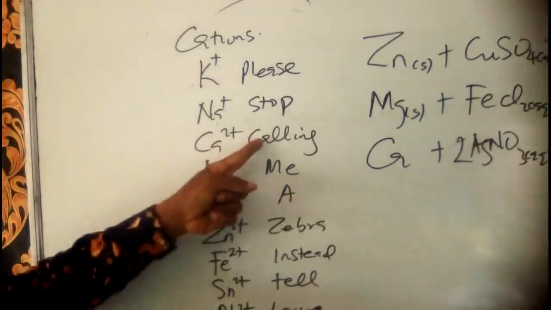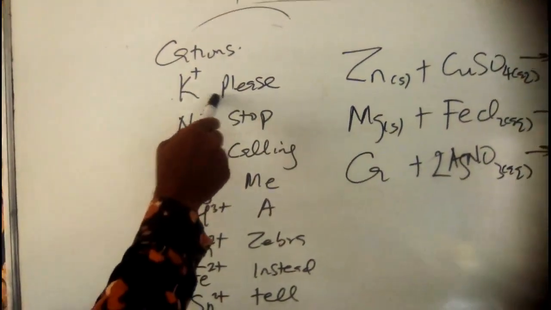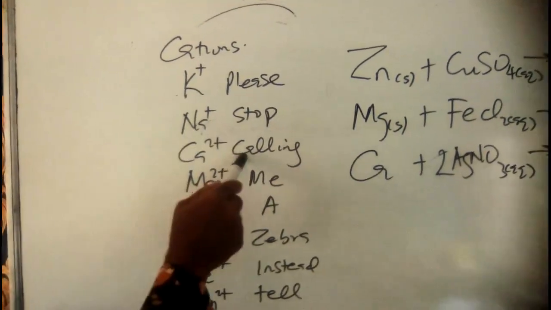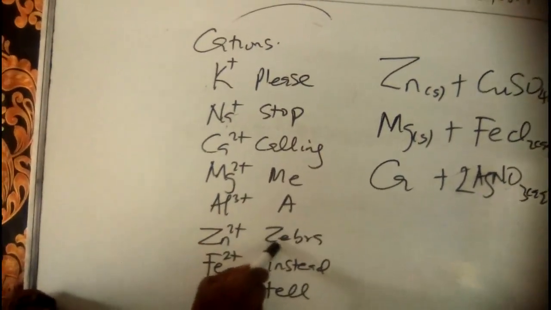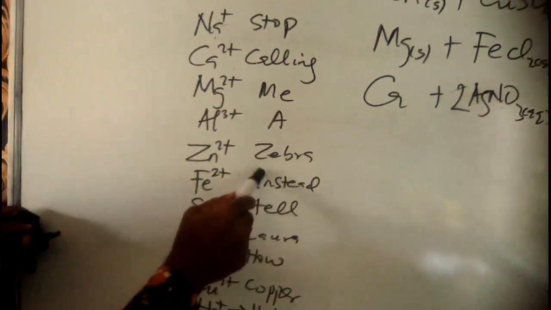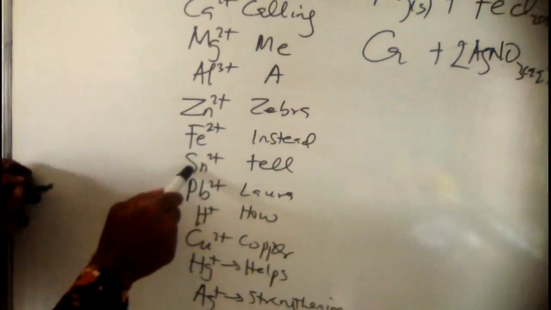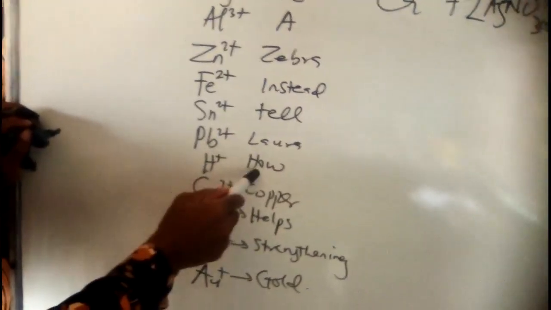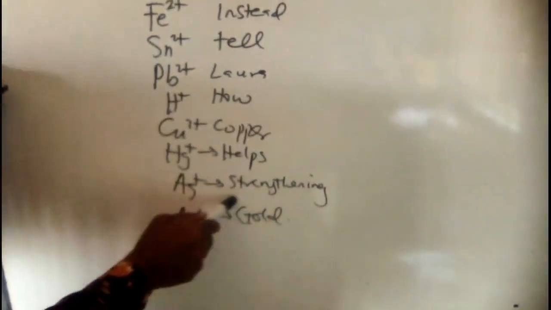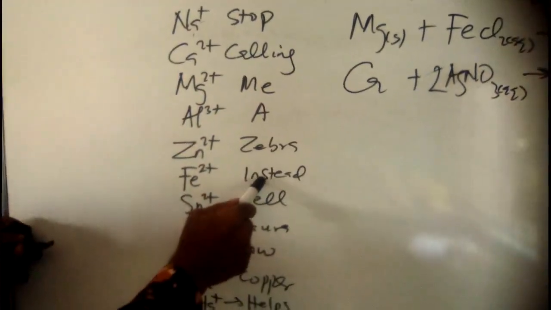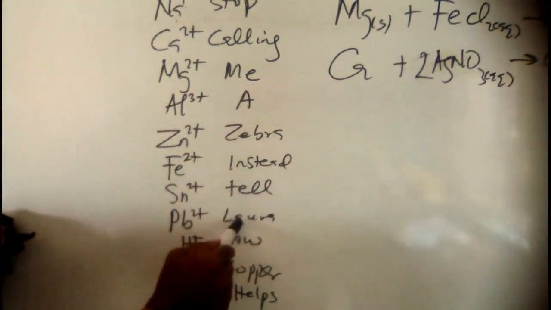So, please stop calling me a zebra, instead tell Laura how copper helps strengthening gold. Look at the first letter there: P for please, P stands for potassium; stop, S for sodium; calling, C for calcium; me, M for magnesium; A for aluminium; zebra, Z for zinc; instead, I for iron; tell, T for tin; Laura, L for lead; how, H for hydrogen; copper, C for copper; helps, H for mercury; strengthening, that is silver, Ag; gold, Au. So these are the series for the cations.